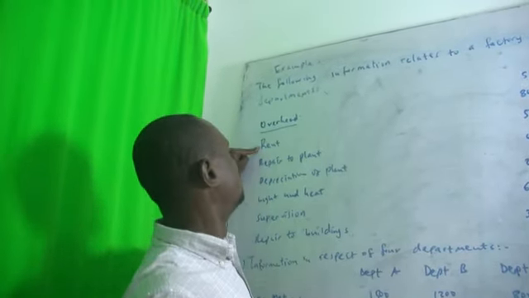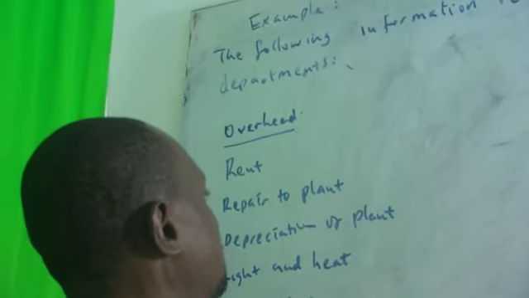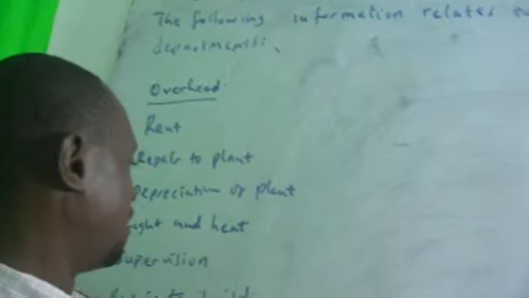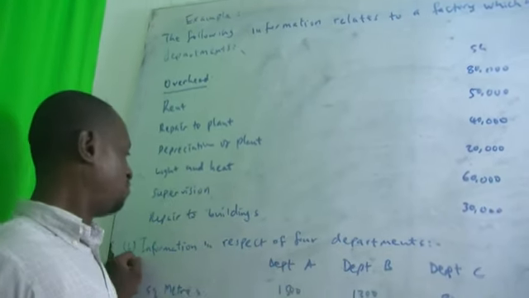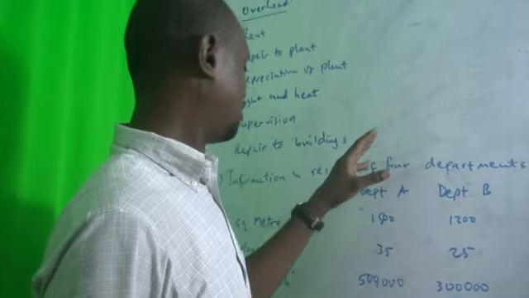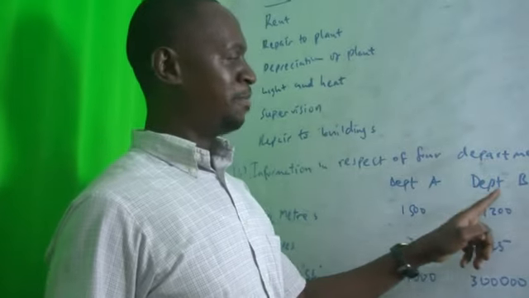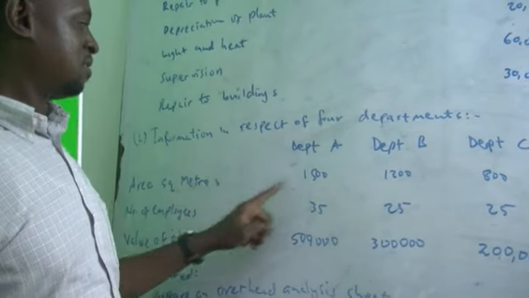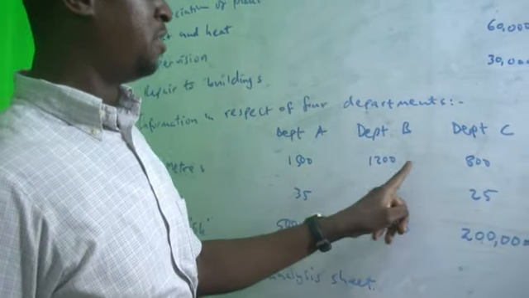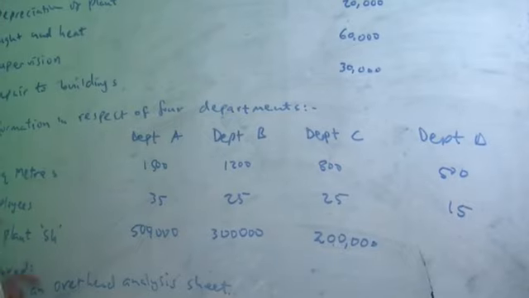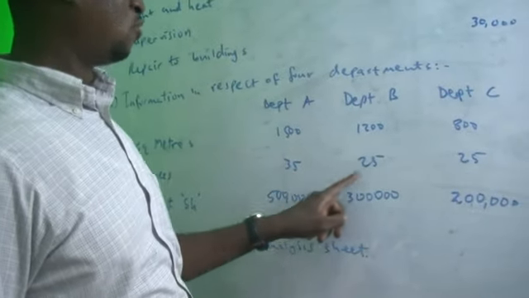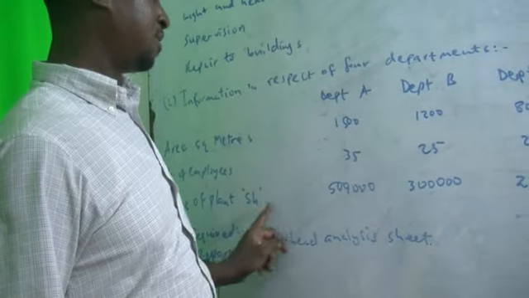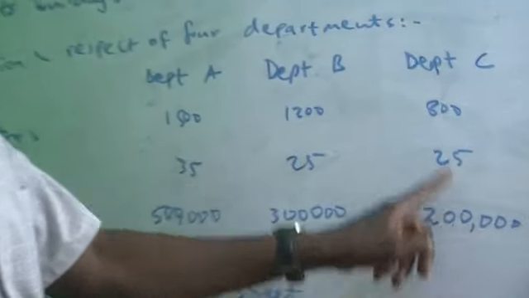We have rent, 80,000, repair to plant, 50,000, depreciation of plant, 40,000, light and heat, 20,000, supervision, 60,000, repair to buildings, 30,000. Now B, we have this information in respect of 4 departments: Department A, Department B, Department C, and Department D. Area in square meters: A is 1,500, B is 1,200, C is 800, and D is 500. Number of employees: 35 for A, 25 for B, 25 for C, and 15 for D. Value of plant, in shillings, is 500,000, 300,000, and 200,000 for Department C.